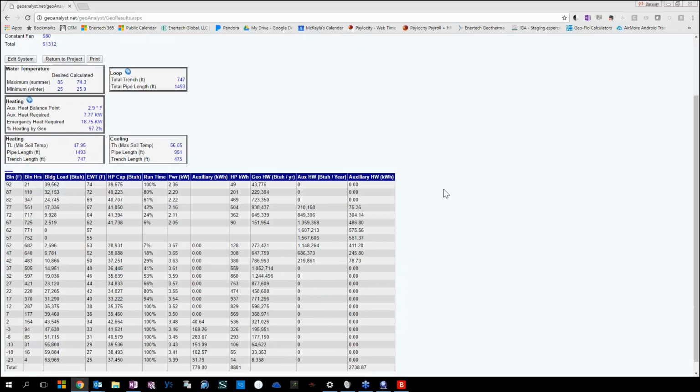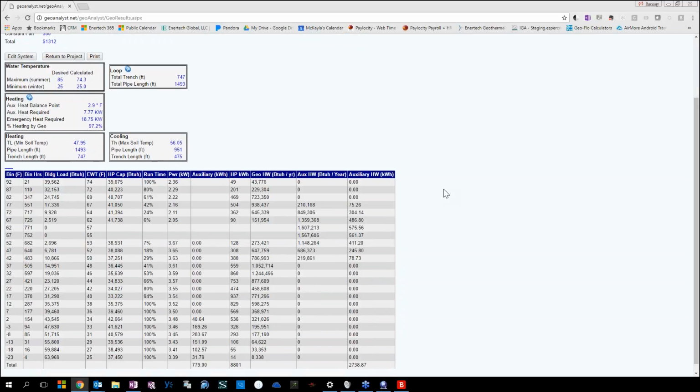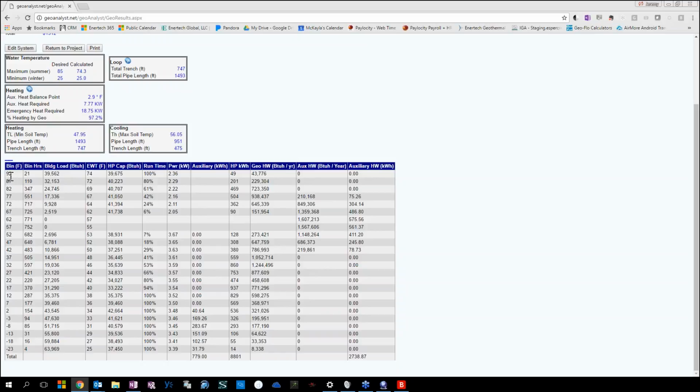Look at this bin data. In the bin data, what it's showing you is the outdoor temperature on the left for the very first column, and the number of hours we spend at those outdoor temperatures. So in this example, let's look at the winter hours. Here we are, we have a building load. The temperature is cold, we have a building load, so we know we're in the heating mode. As the temperature gets colder, the building load increases.